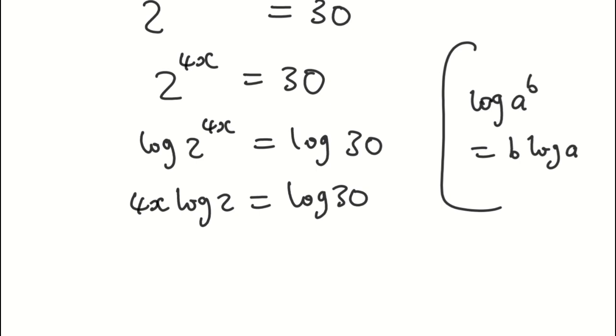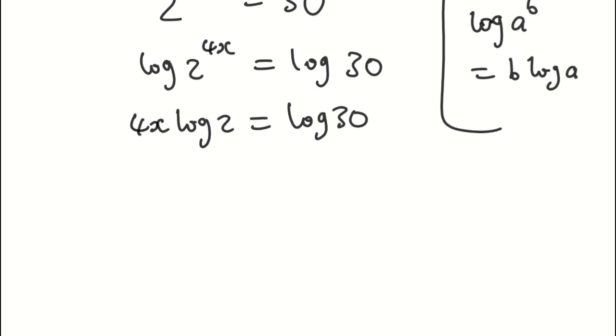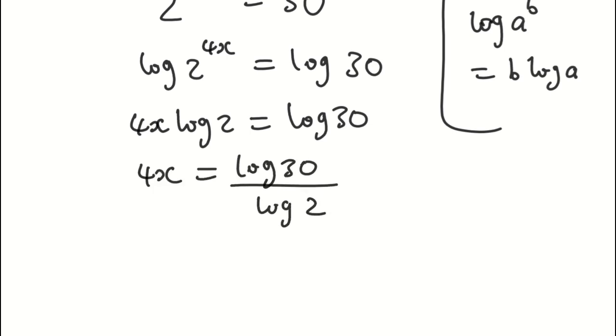So I'm going to have what now? We can divide both sides by log 2 because I'm looking for x right here. So let's divide both sides by log 2. So it's going to be 4x is equal to what? Log 30 over what? Log 2.